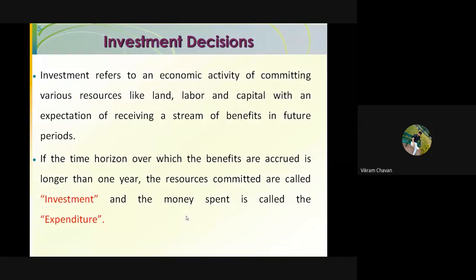Shall we move ahead? The next point. Okay. Everyone with me? Shall we move ahead? Okay.